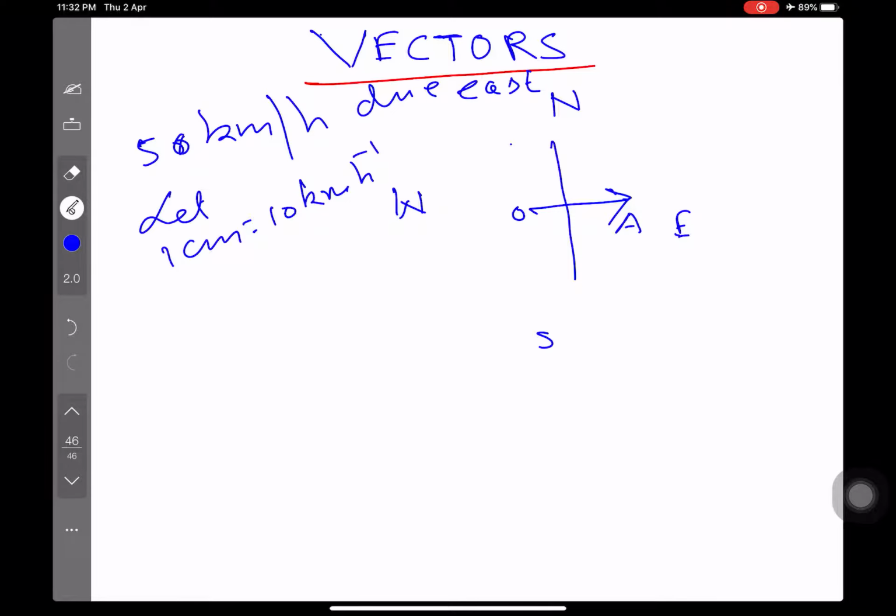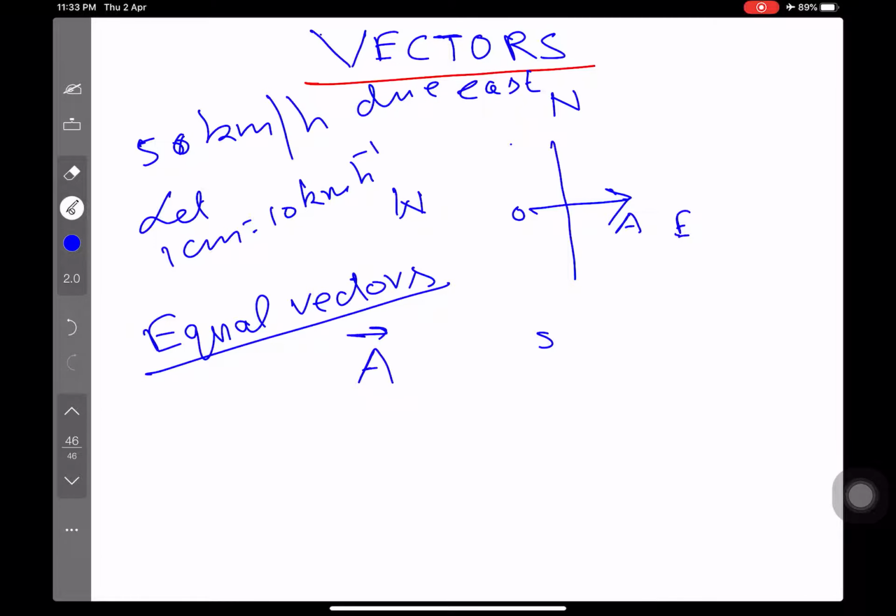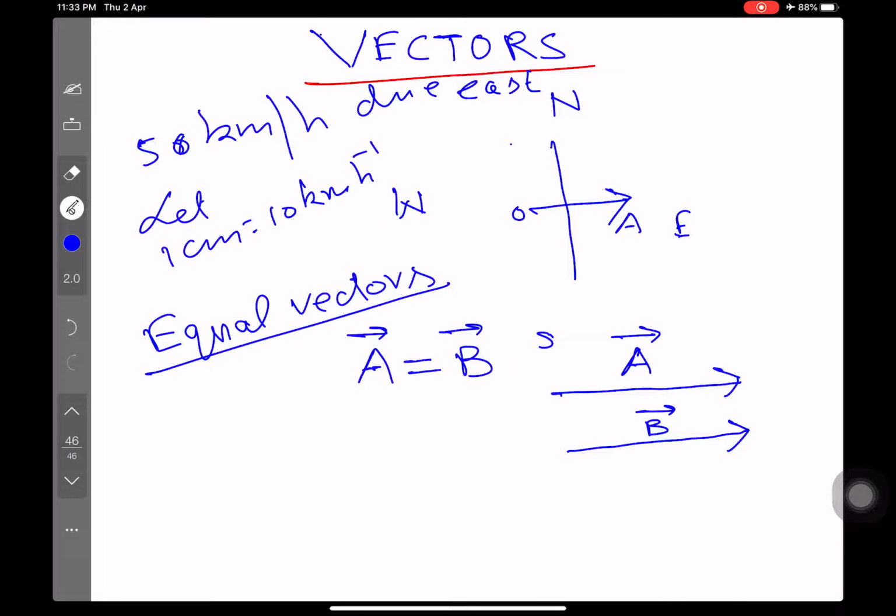Now we have various types of vectors. Number one, equal vectors. Two vectors are said to be equal if their magnitude as well as direction is the same. For example, if A and B are two equal vectors, then I can write vector A equal to vector B. And geometrically, I can represent these vectors by arrows drawn parallel to each other and having equal lengths. For example, this is the arrow for vector A and this is the arrow for vector B. As you can see, length of both arrows is the same. That means magnitude of this arrow is equal to magnitude of that, and they are parallel and the arrowhead is in the same direction. That means they are equal in magnitude and have the same direction. Therefore, they are equal vectors.